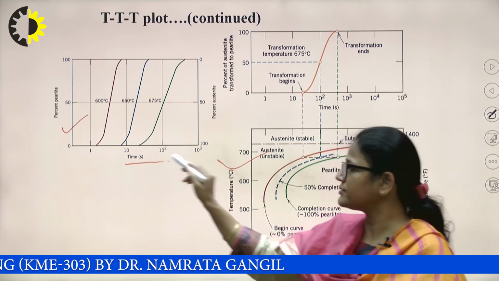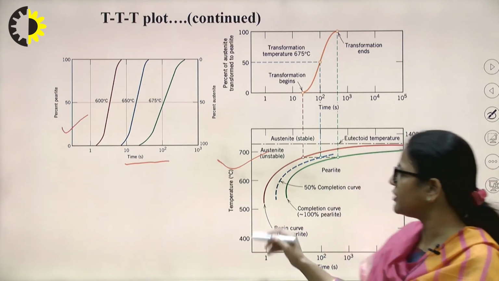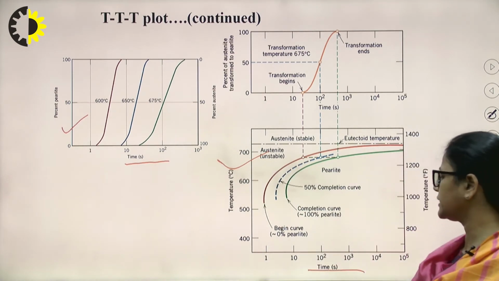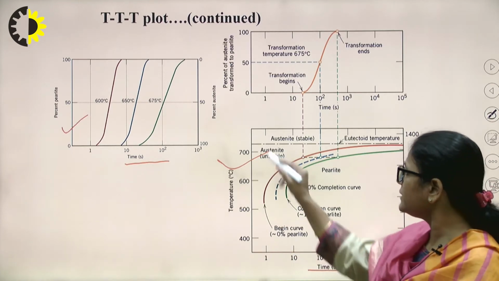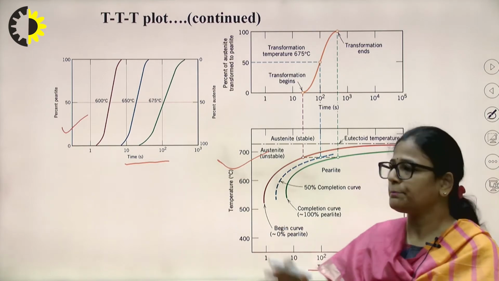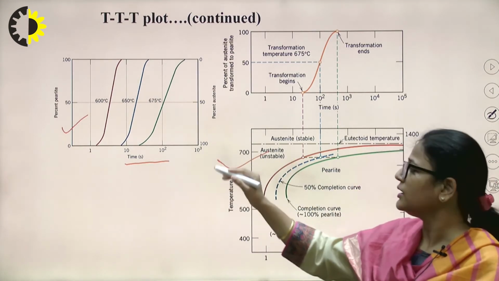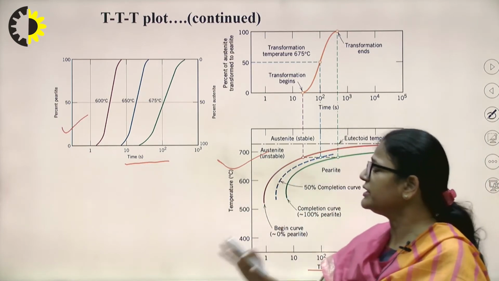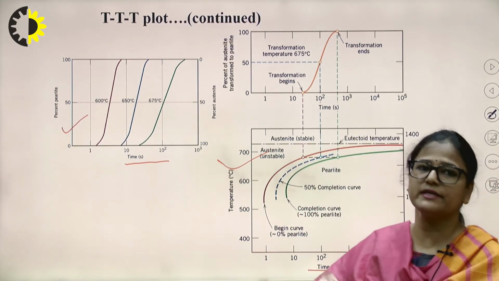This axis is showing the time. So how is this plot created? This vertical axis is showing the temperature, and this horizontal axis is showing the logarithm of time. Then this plot is the time versus temperature diagram, plotted with the help of percentage of transformation with respect to time. So first we need to know how this TTT diagram is plotted.